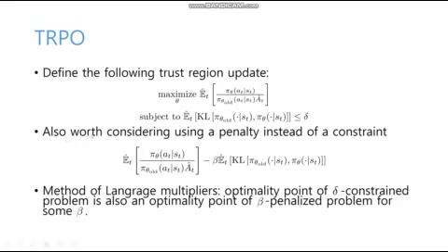Also, it's worth considering using a penalty instead of a constraint. So basically this is a constrained optimization problem, and in many cases in machine learning, we convert this problem into an unconstrained problem using the Lagrange method, or the method of Lagrange multipliers. Simply saying, the optimality point of the delta constraint problem is also an optimality point of the beta penalized problem for some beta.